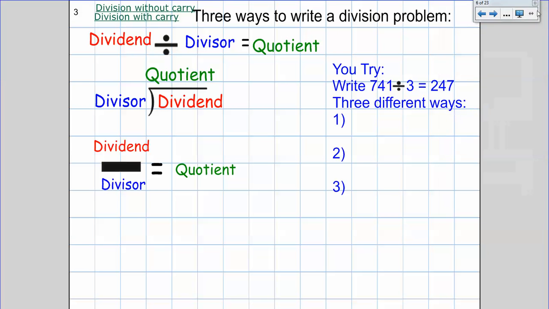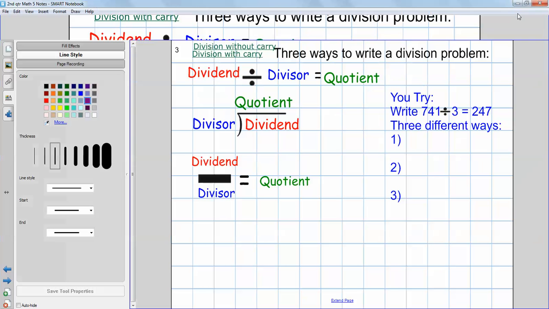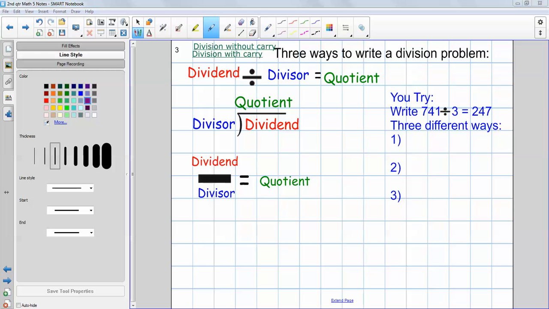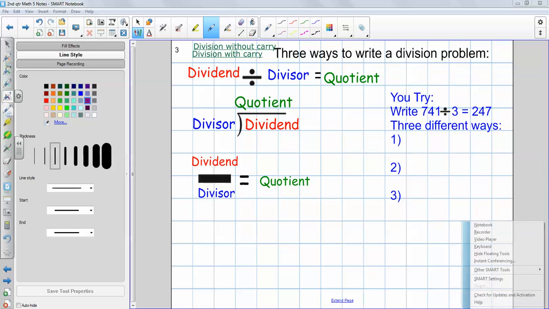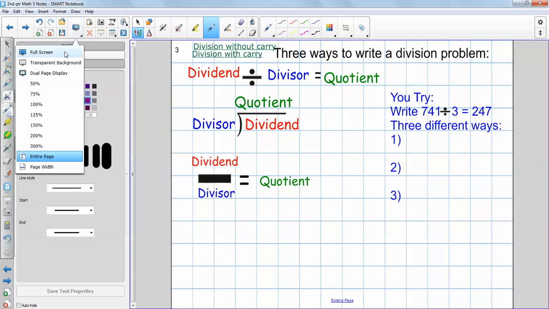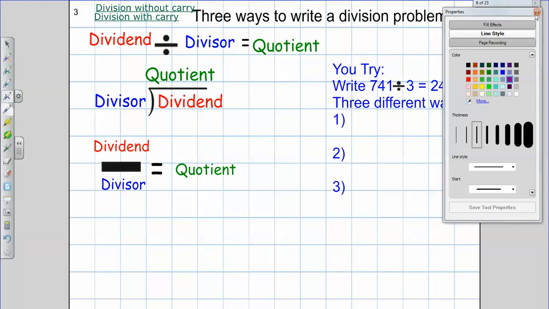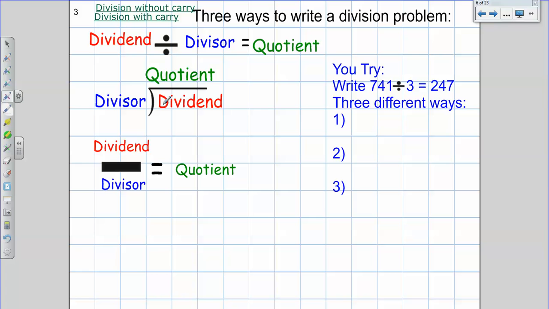Hi guys, today we're going to start dividing. And when we divide, there are a few very important vocabulary words that we need to know. Those important vocabulary words include dividend, divisor, and quotient. When we're talking about a dividend, divisor, and quotient, they have specific spots in our problem that they go. And we can write our division problem three different ways.